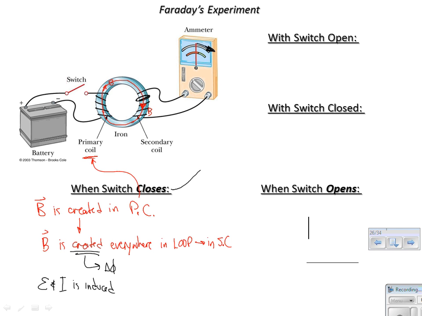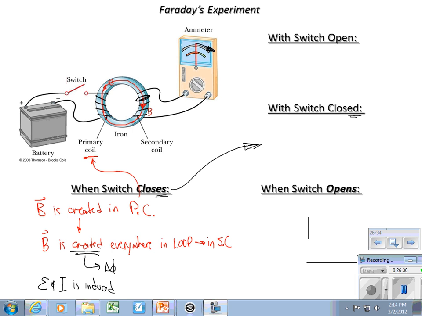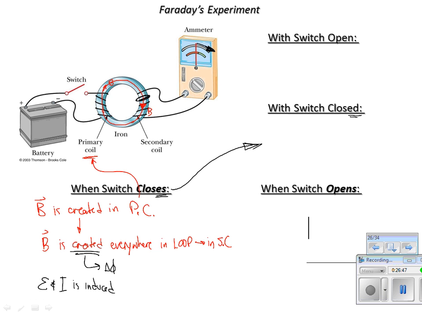All right, let's jump now to here. We have the switch closes, and we have the switch closed. Once the switch is closed, there's no more change in how much magnetic field goes through the loop. So here phi stays constant, and therefore delta phi over delta t is 0, and there's no EMF or induced current.